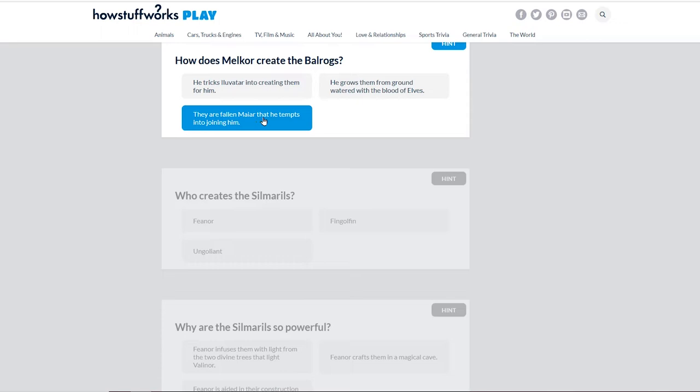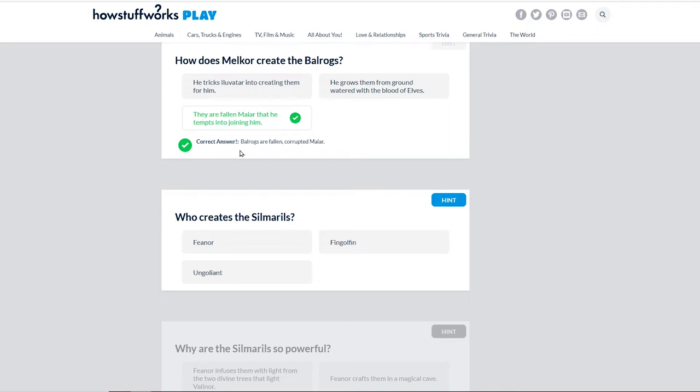They are the same level of power or of being as Gandalf, Saruman, and Sauron. Oh yeah. Okay, Balrogs are fallen, corrupt Maiar. Yes.